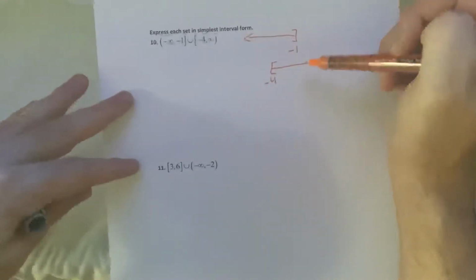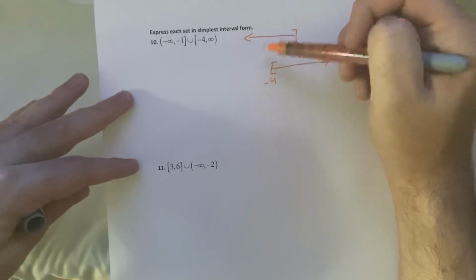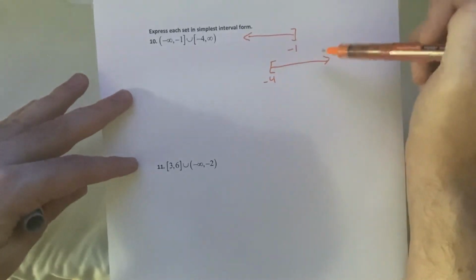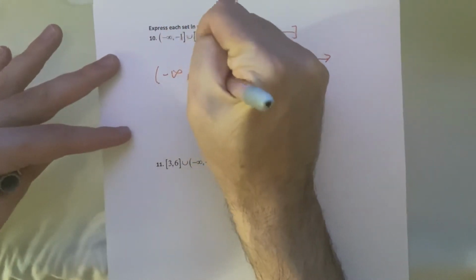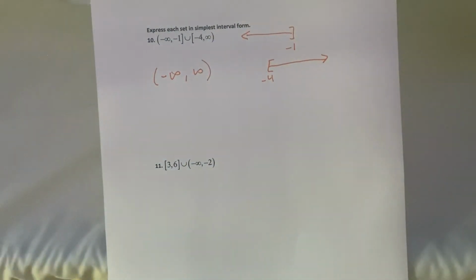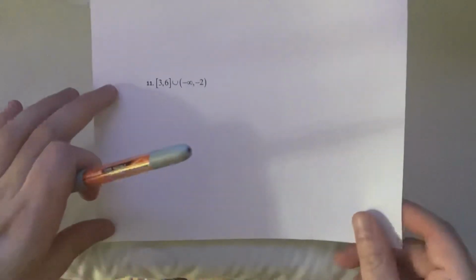Now if I look at these number lines, it looks like every number vertically is included in one or the other. So sometimes when you combine two sets, you can get negative infinity to infinity, because every number is either bigger than negative 4 or smaller than negative 1. So that is possible to get all numbers as an answer.